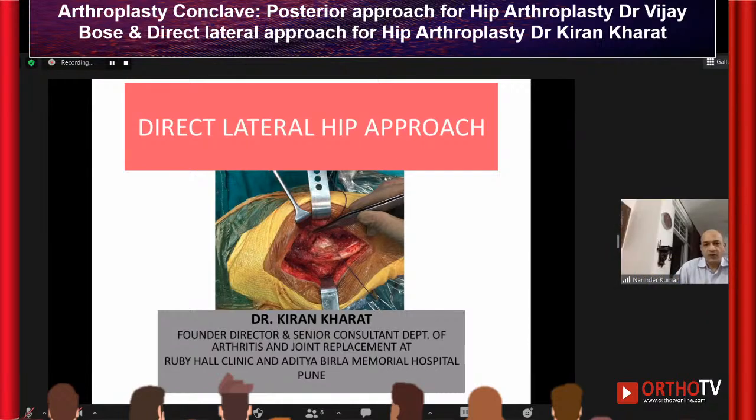Okay, what I personally do is that I just close the capsule superiorly as much as I can, but no attempt to close it in any external rotation contracture. Just the superior bit only. Yeah, that's a good point.